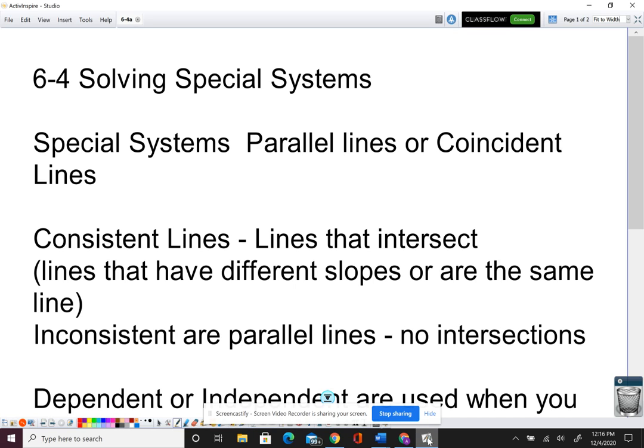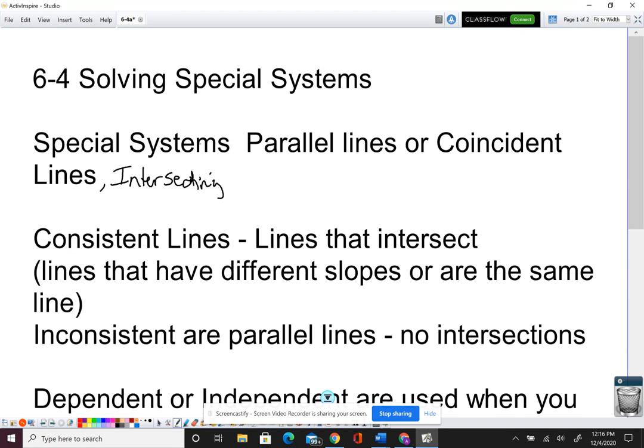Okay, so section 6.4, solving special systems. Special systems are parallel lines or coincident lines or intersecting lines. We can really add in there. And we look at these lines.